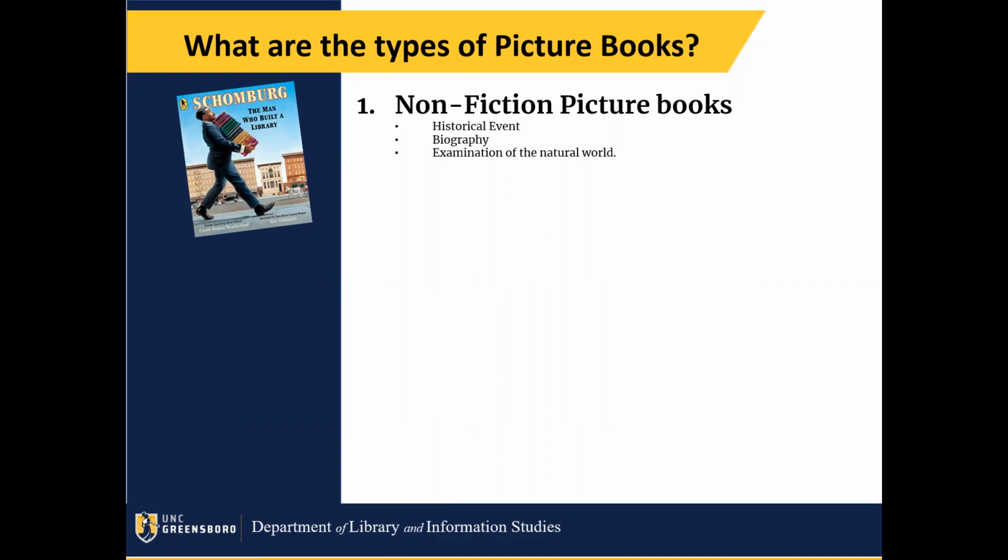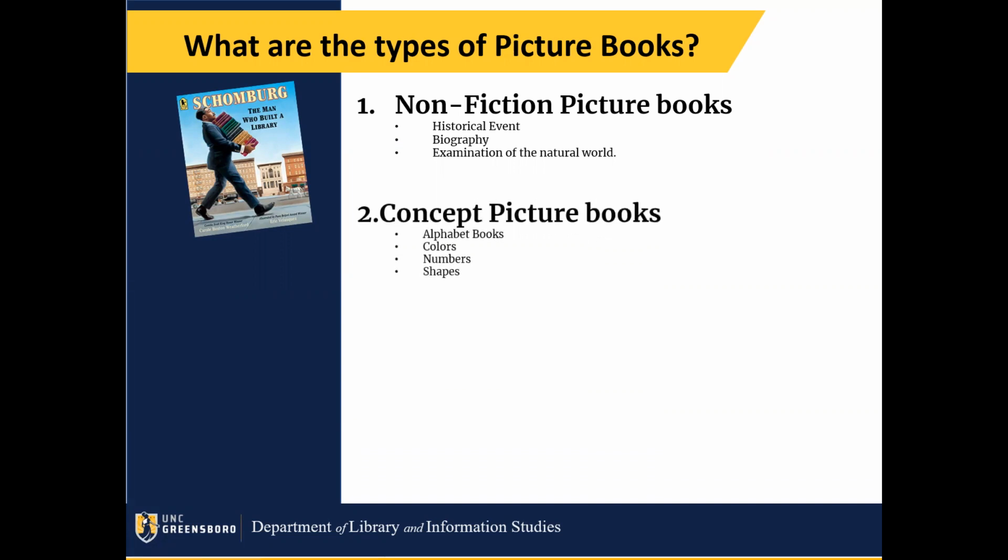For picture books, a nonfiction title is often based on one of three things: either a historical event, a biography of an important person, or an examination of the natural world. And what I mean by that is maybe it's about a particular animal or group of animals, or maybe it looks at a particular habitat, right? That's what we would define as a nonfiction picture book. And this is an example, The Man Who Built the Library here, right? That's kind of a biography in picture book form. There's quite a few of those out.